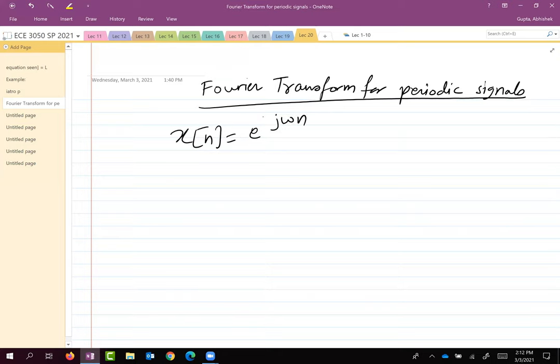Oh, e raised to j omega naught n. This is a periodic signal.